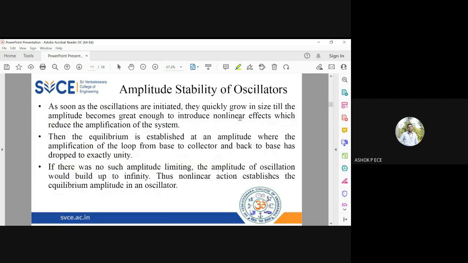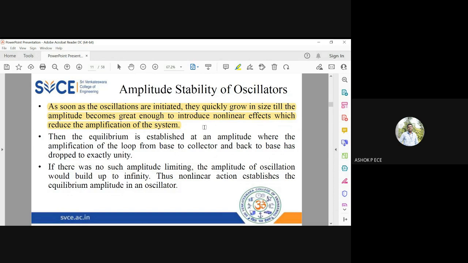So as soon as the oscillations are initiated, they will grow in size till the amplitude becomes great enough to introduce non-linear effect, which reduces the amplification. So when the amplitude... see, in the lab, we have done experiments using 50 millivolt as input.